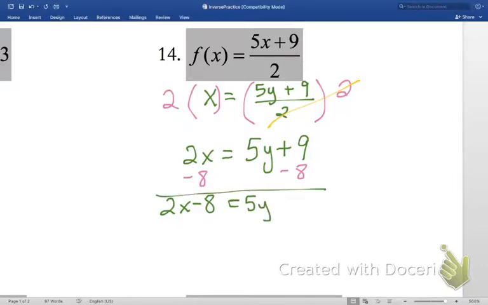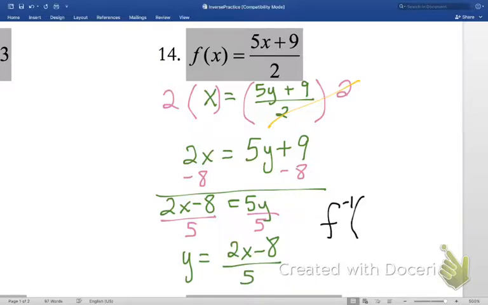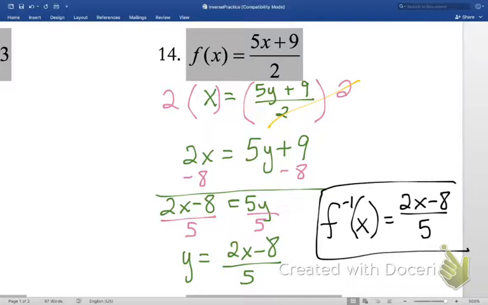Okay, what do we do now? We've got to get rid of the 5, so we can divide everything by 5. You can do it individually, or you can do it all at once. So I have y equals 2x minus 8 all over 5. Y is by itself. So remember, now we do our function notation. And I have 2x minus 8 all divided by 5. That's my inverse function.